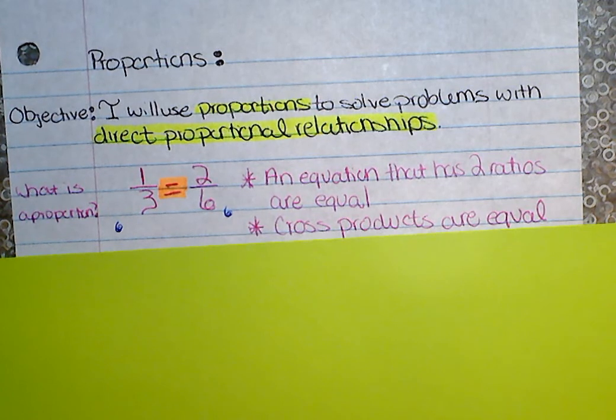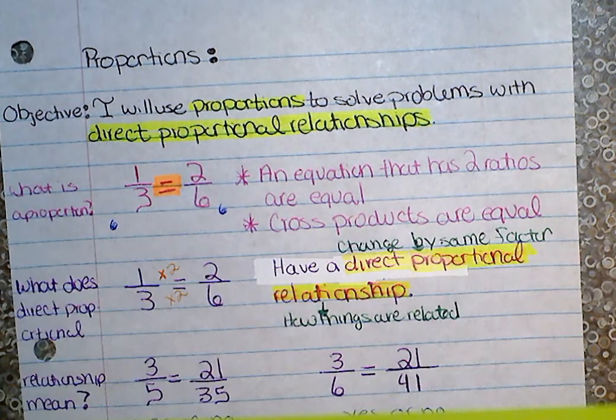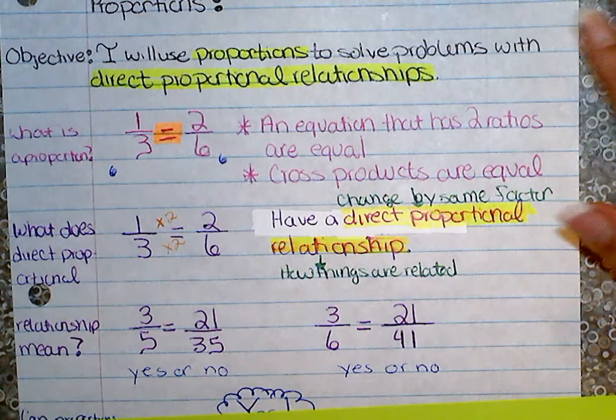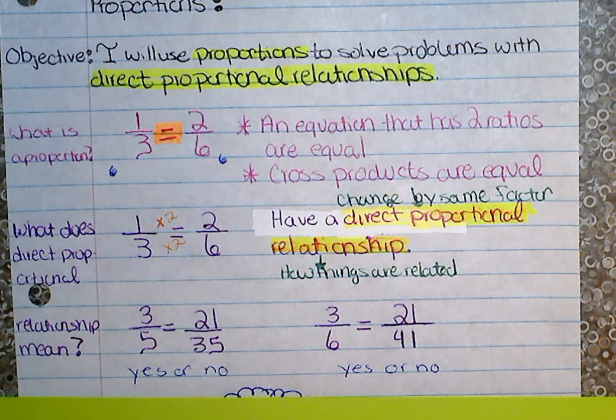Okay, so let's talk about a direct proportional relationship. I know, it's not that hard, once I show you anyway. So what is a direct proportional relationship? Well, you know that a relationship is how two things are related. And when I say something is directly proportional, I mean they change by the same factor.